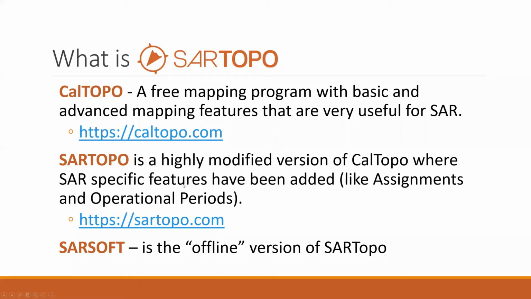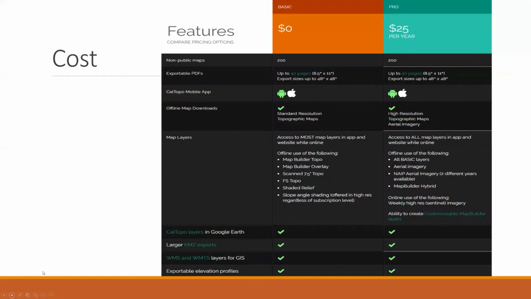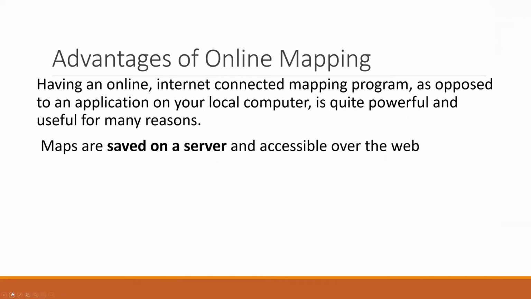So some people had some issues sending me the link to their map, and they sent it as a CalTopo link. CalTopo is a free mapping program just like SARTopo, but it doesn't have the SAR features in it, such as tasks and so forth. So you've got to make sure that when you send links, it's the SARTopo.com link and not the CalTopo link. We went through that.